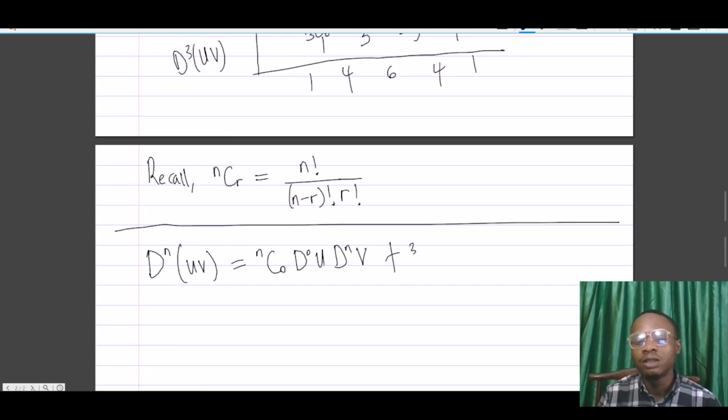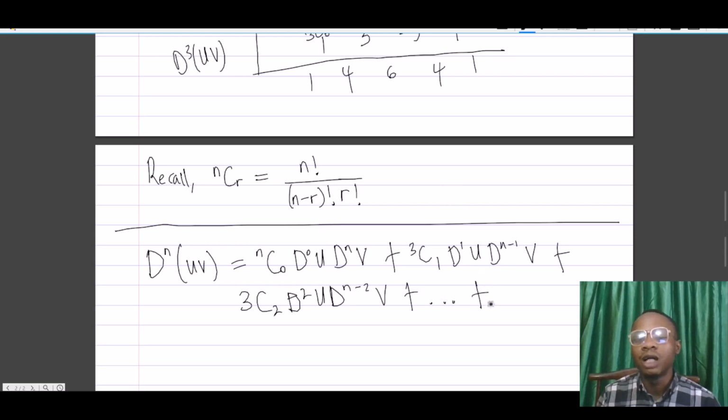The next term will be n combination 1, d to the power 1 of u, d to the power n minus 1 of v, because this one keeps decreasing from n up to 0. And then the next one will be n combination 2, d to the power 2 of u, d to the power n minus 2 of v, then it goes on and on like that up to the last term. And before the last term, sorry, this shouldn't be 3 combinations, this should be n combination 2 now, n combination 2.